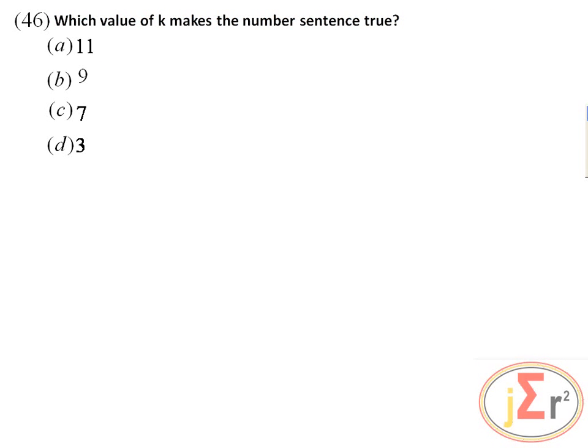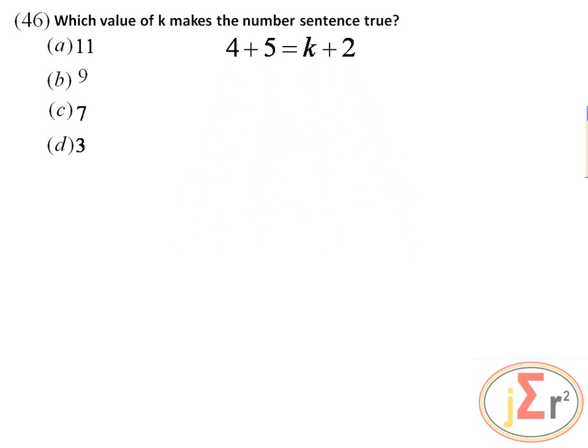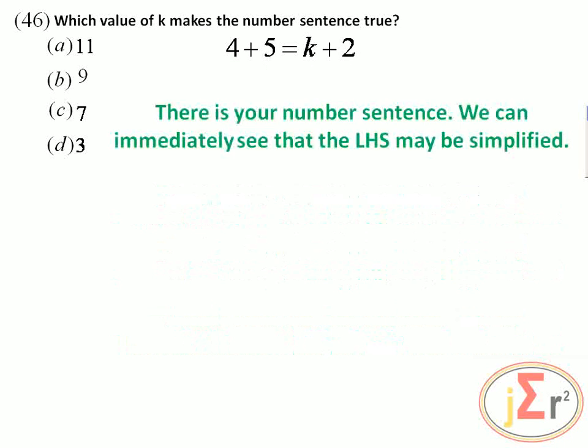Which value of k makes the number sentence true? Where is that? There it is. There we have our number sentence, which says 4 plus 5 is the same thing as k plus 2, or 4 plus 5 is equal to k plus 2. There is your number sentence.